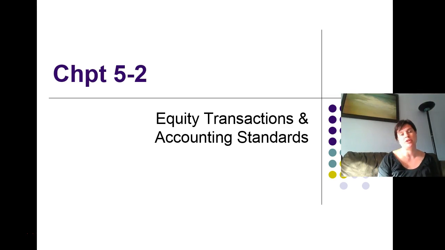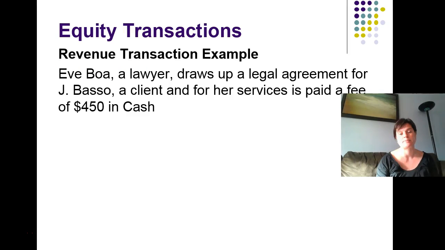So let's go through and look at a couple of new equity transactions so that you can see how these work. The first one is when we have revenue. So here's a revenue transaction for Eve Boa. She's a lawyer, has a law firm, and she draws up a legal agreement for Jay Basso, a client, and for her services is paid a fee of $450 in cash. So what 2 accounts are affected? Well, we know that cash is affected, and cash is an asset, and the cash is going up, and we know that assets increase on the debit side, so we're going to debit cash $450.